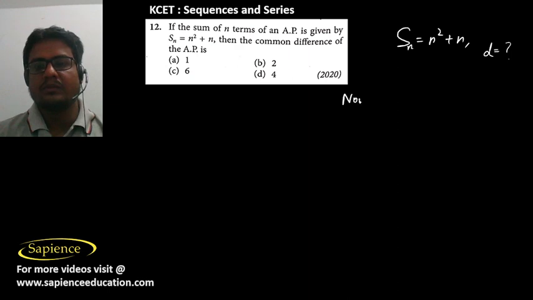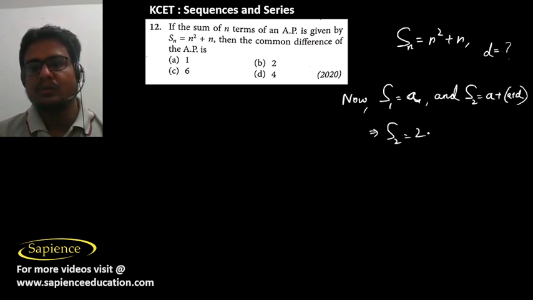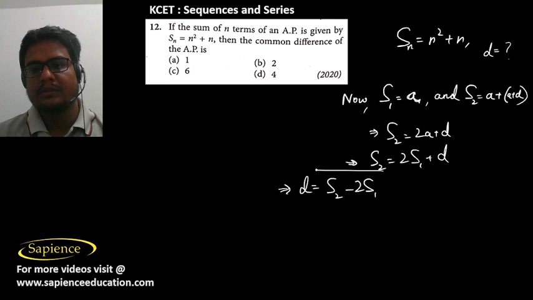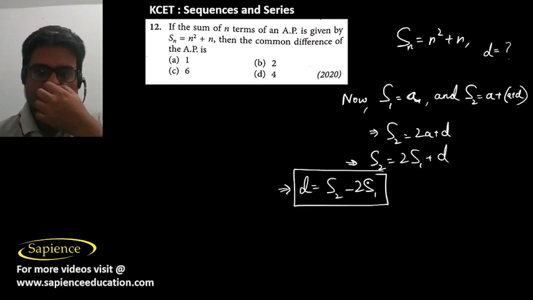So now we know that S1 is equal to the sum of first term, which means it is simply the first term only, which is A, and S2 means the sum of first two terms, that is A plus the second term, which is A plus D. So it means that S2 equals 2A plus D. Now A is S1, so I can say S2 is equal to 2S1 plus D. Therefore D, I can say, is S2 minus 2S1. So this formula we can apply to find the common difference of the AP.